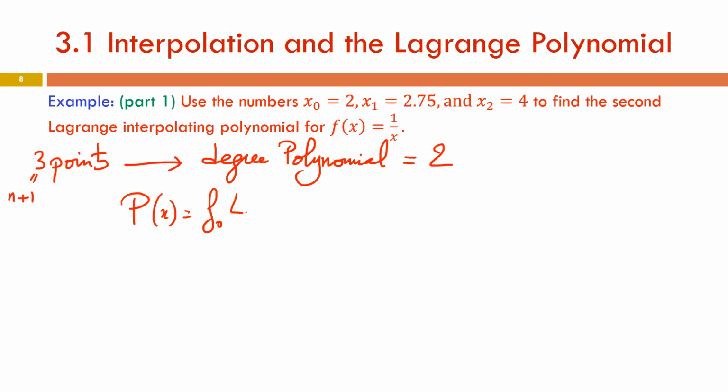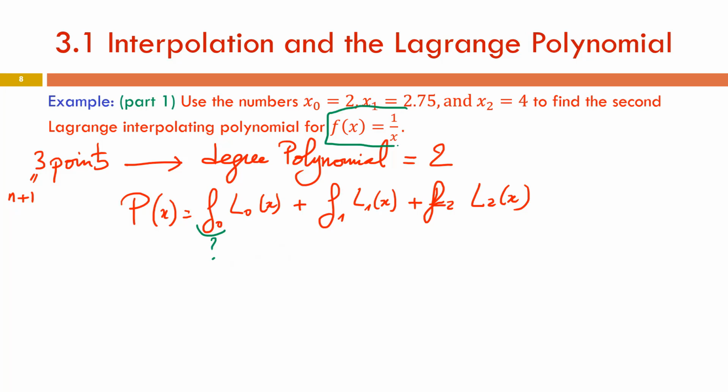It's f0 L0 of x plus f1 L1 of x plus f2 L2 of x. Do we know f0? Who knows f0? Undefined, right? No. Is it 1 over x? This is the function f of x, 1 over x. I want f0. What is f0? 1 over 2. f0 is f of x0. So here x0 is 2, so 1 over 2. What is f1? 1 over 2.75. What is the value of f2? 1 over 4.